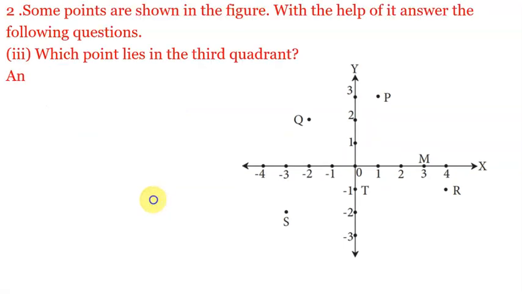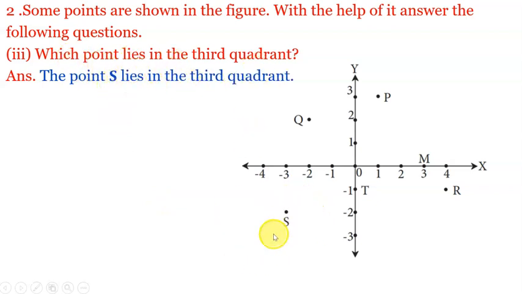Now next, which point lies in the third quadrant? In the third quadrant, the point is S. And its coordinates are -3 and -2.